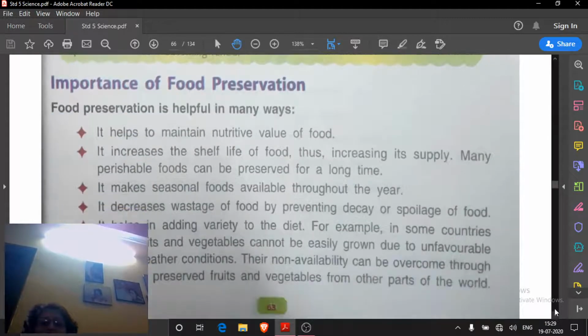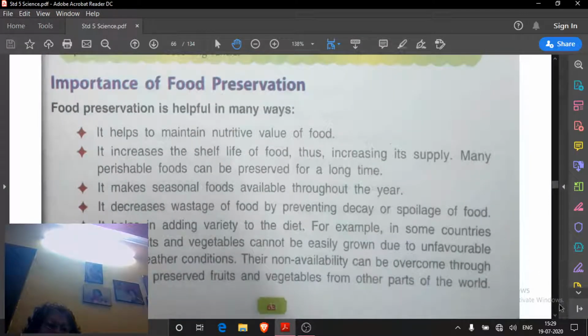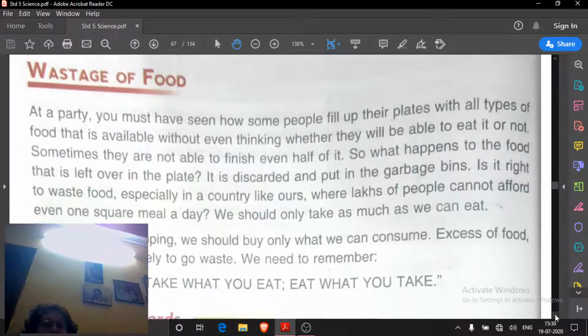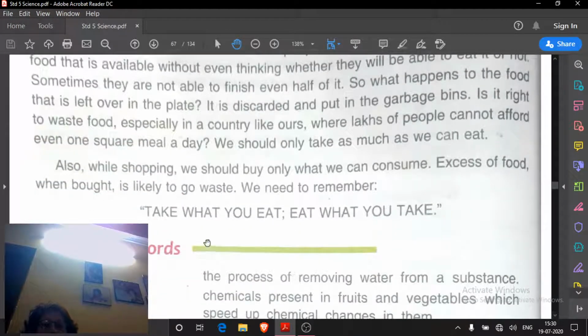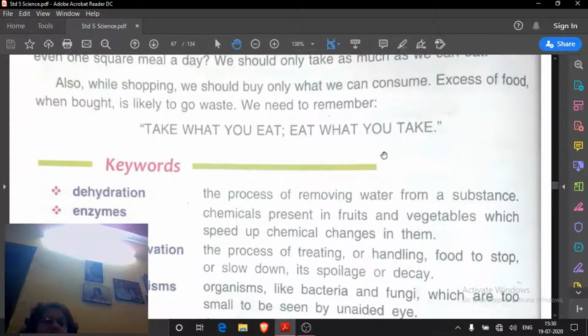Now what is the importance of food preservation? That also we have read. Here 5 points are written. These 5 points we have already read. Then wastage of food. We should not waste the food. And here what is written? Take what you eat. Means how much quantity you can eat, that much quantity only you should take in your plate. And eat what you take, and whatever the quantity you have taken in your plate, you should finish it, then only food will not be wasted.